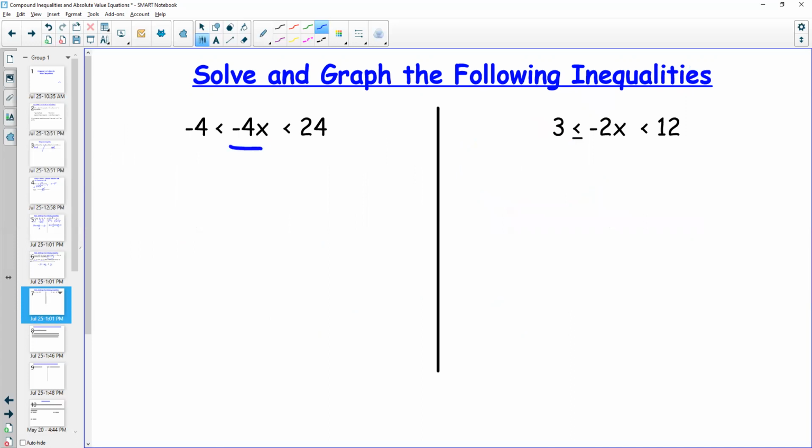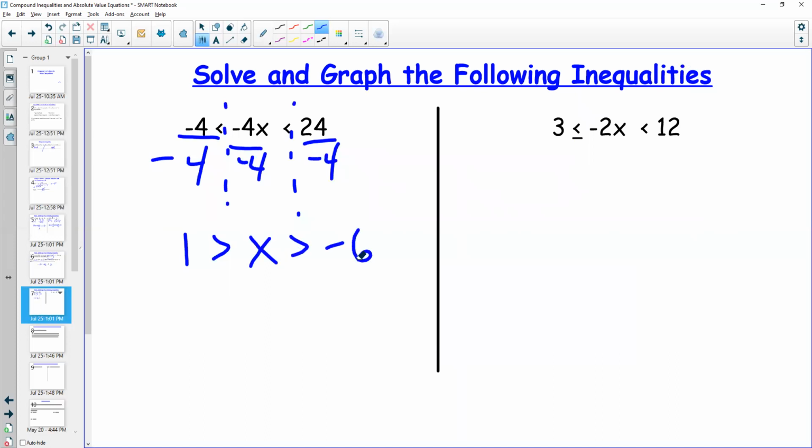We would just solve it like we did in the last lesson. We do the same thing to 3 sides. We think about that imaginary line here rather than 2. So I'm dividing by negative 4, remember, so all the signs are going to flip. So I get 1 is greater than x is greater than negative 6. So x is between 1 and negative 6. So on my number line, this is how this goes. They're both no equals to, so they're parentheses, and that's it. You try the next one, see how it works out.